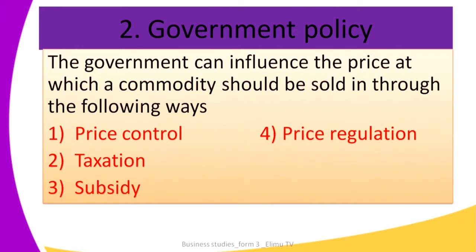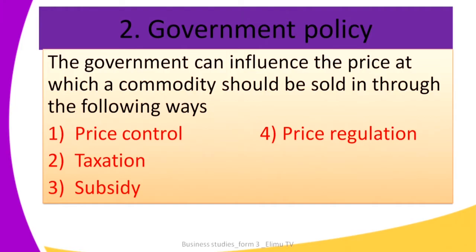The other one is government policy. We have said that the government can also influence the price of a product using a number of ways, one of which is price control. Price control is whereby the government sets the price of a product. For instance, with petroleum products, it is the Ministry of Energy that sets the price. It can also alter the price.